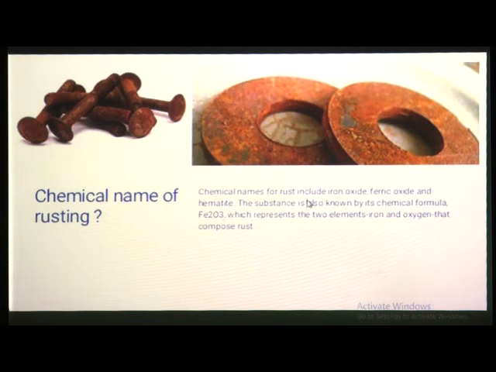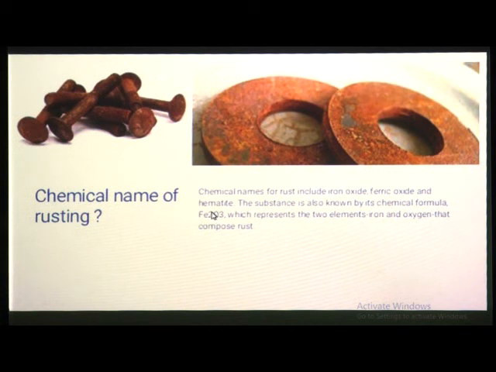A substance is also known by its chemical formula. Just now I told you that the chemical name is also known as the chemical formula, or the molecular formula. And what is the molecular formula of rust, or the chemical name of rust? Here it is given: Fe2O3. Okay. So why is it Fe2O3?